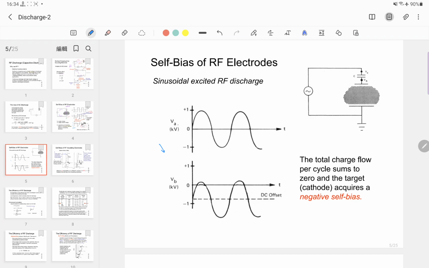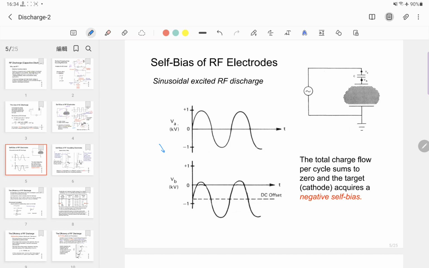In a capacitive type RF discharge, if you place an insulator on the RF hot electrode, the surface potential can be much higher, for example minus 1,000 or minus 2,000 volts. So you can use this kind of self bias to undergo different types of plasma reaction.